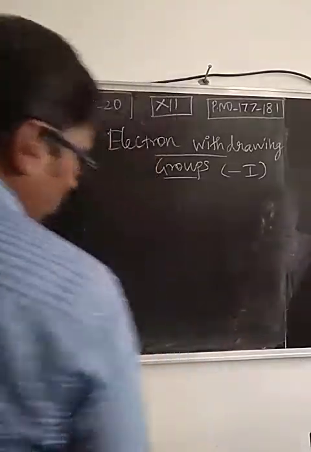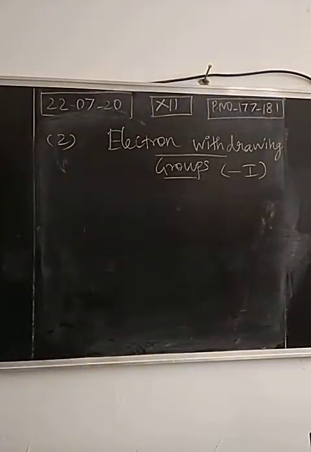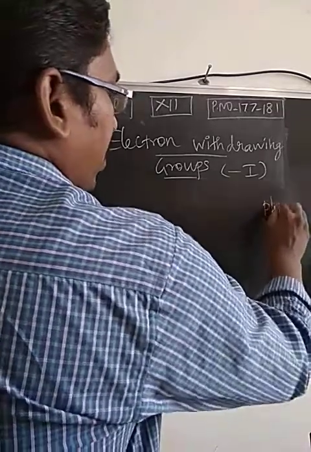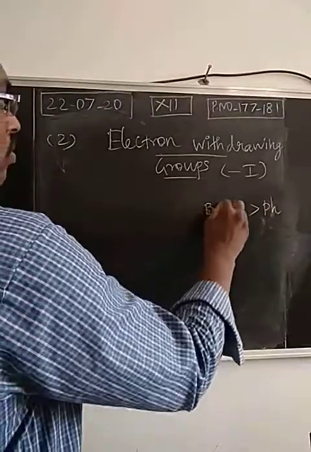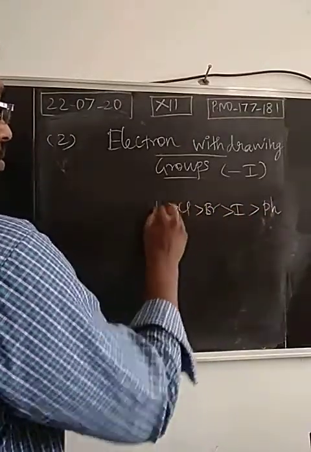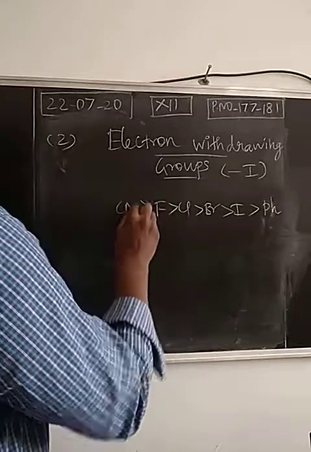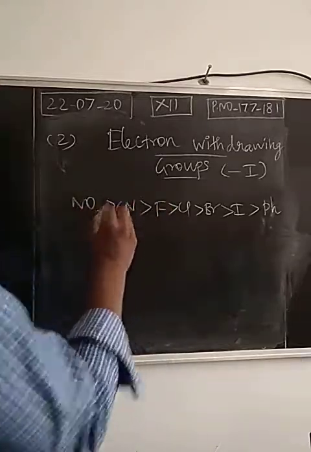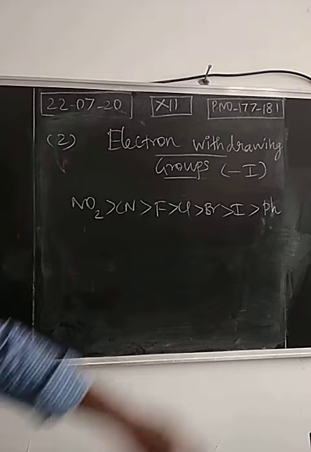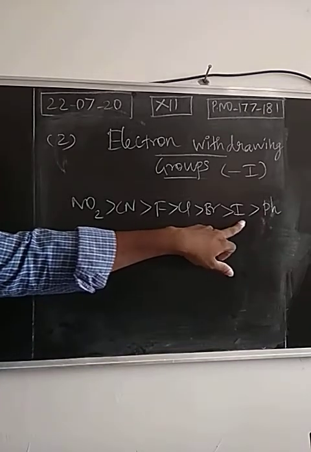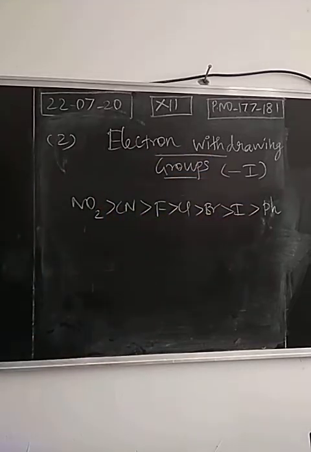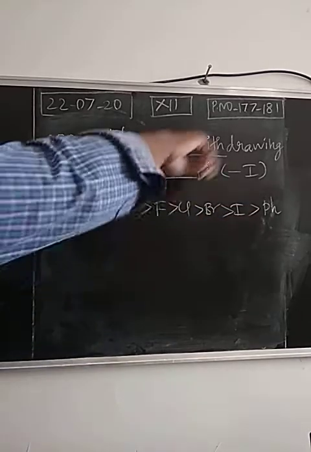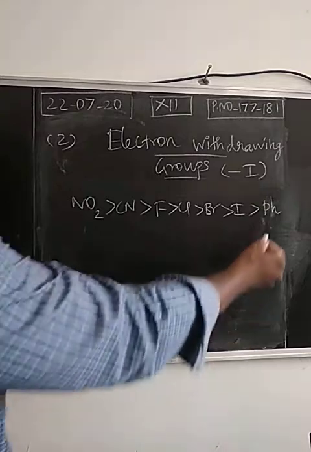And we have an order of electron withdrawing tendency for certain functional groups. For example, phenyl group, halogens, cyanide, nitro. So these are functional groups. Phenyl group, iodo, bromo, chloro, fluoro, cyanide, nitro. These groups are called electron withdrawing groups. Right? This is the least one.